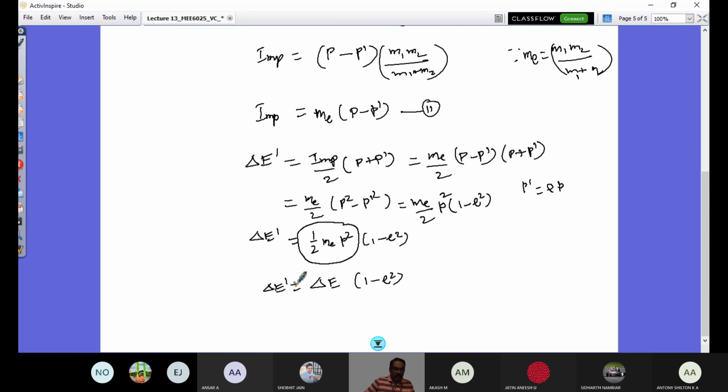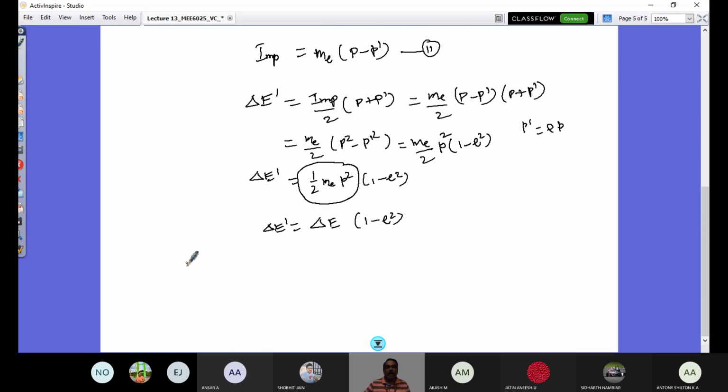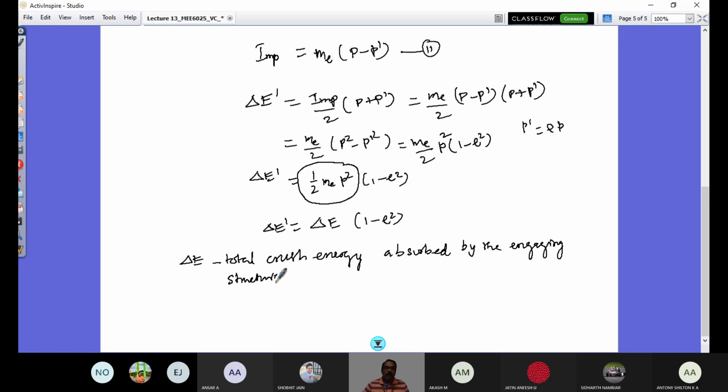So delta E is the total crush energy absorbed. So what is delta E? Let me write that. Here delta E is the total crush energy absorbed by the engaging structure of the two vehicles. Engaging structure of the two vehicles involved in the collision.